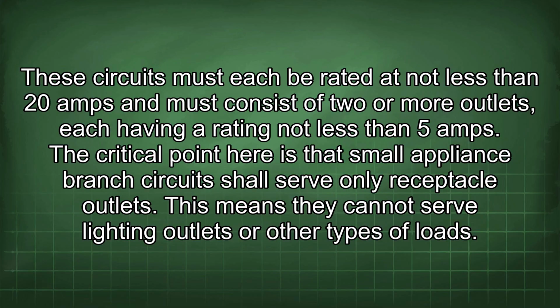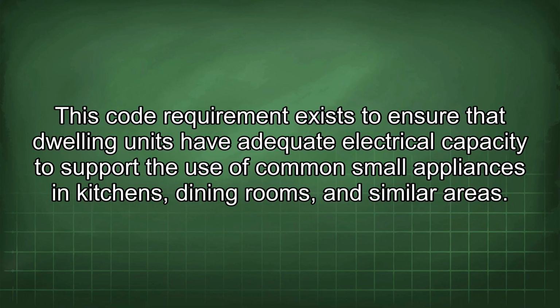The critical point here is that small appliance branch circuits shall serve only receptacle outlets. This means they cannot serve lighting outlets or other types of loads. This code requirement exists to ensure that dwelling units have adequate electrical capacity to support the use of common small appliances in kitchens, dining rooms, and similar areas.